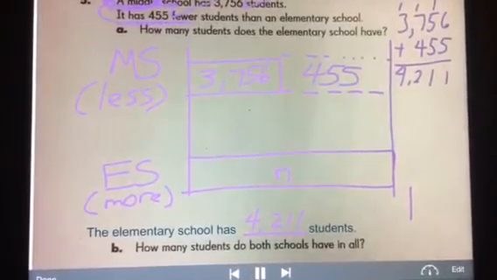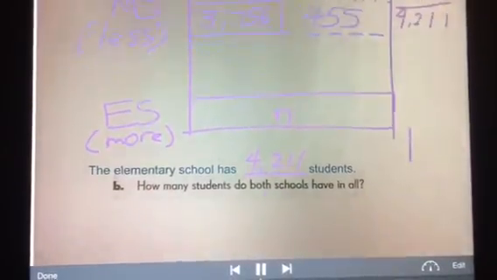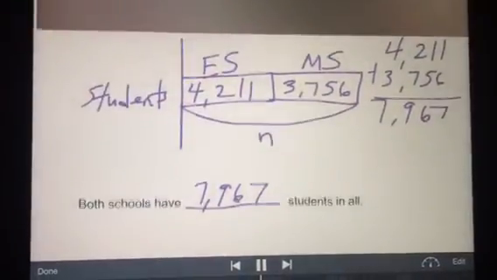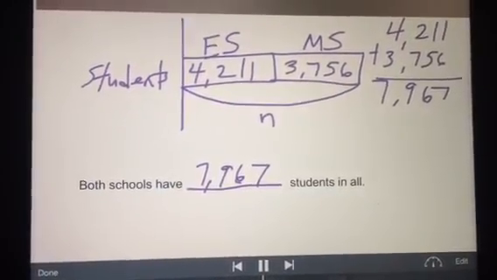So I hope these two lessons have helped you to see when to use the comparison bar model with the two separate bars, and when to use the part-whole model of one bar going straight across.